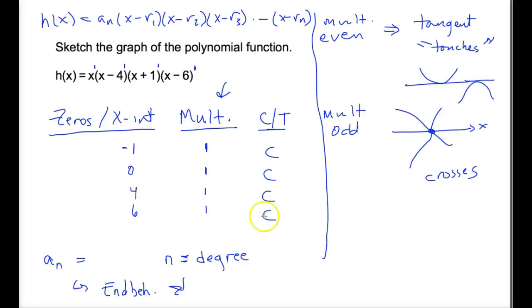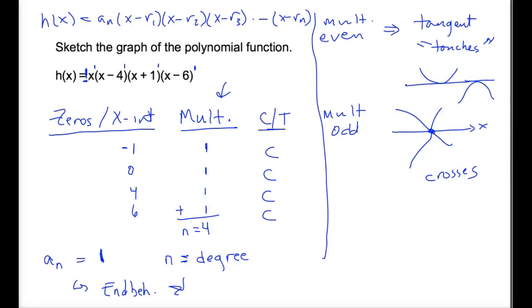Now, we need to know what the leading term is. And since we don't see anything here, it is an understood 1 that is right there. So we know that our leading term is 1. For our degree, that's easy to find because all we need to do is add up the multiplicities. So if we add up all of the exponents of each factor, we see that that ends up being 4, and that is what our degree is.